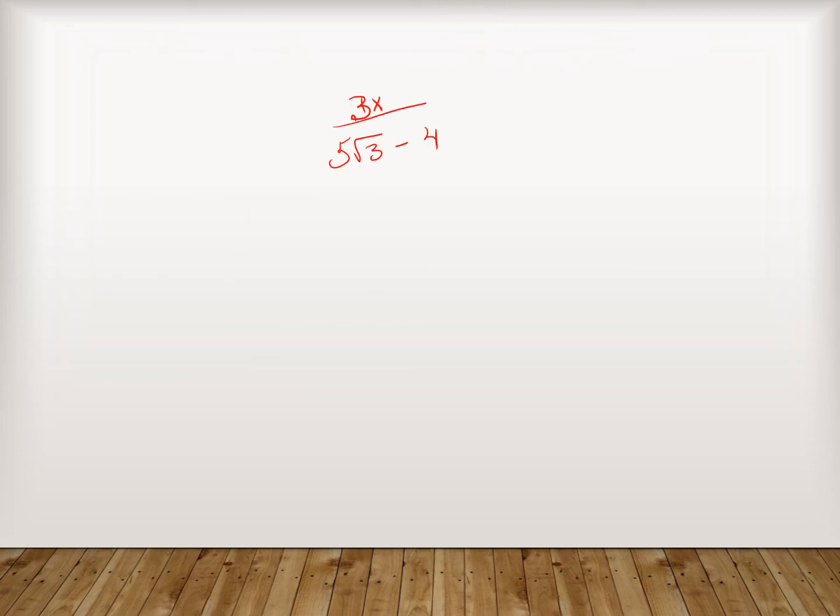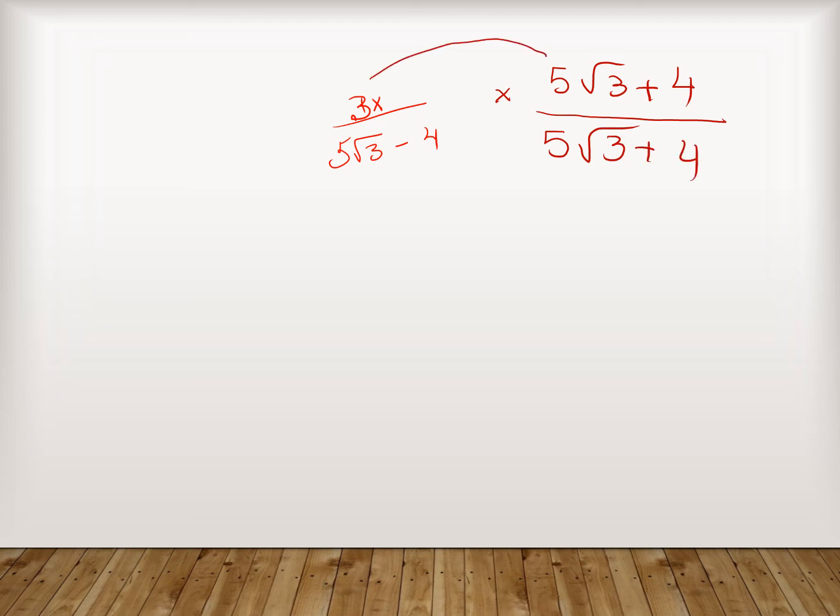Now the last question: 3x over 5 square root 3 minus 4. What is the first thing you have to do? Multiply and divide with the conjugate of the denominator. And in the conjugate, what do we have to do? We have to change the sign. Now after that, open the brackets for the numerator by using the distributive property.